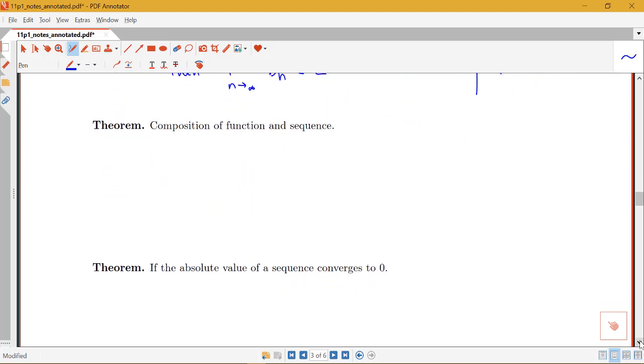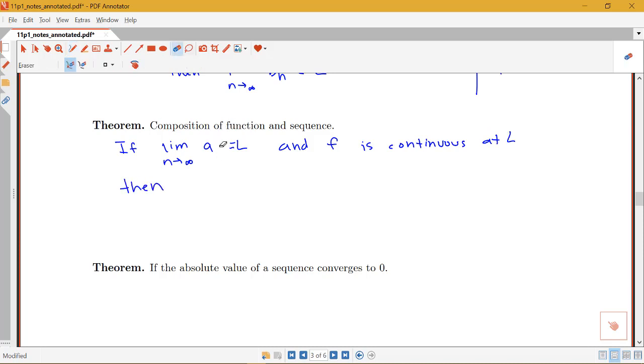Another really useful theorem has to do with when a sequence is composed with some other function. So this theorem says that if the limit as n goes to infinity of an is equal to L, and we have a function f that's continuous at L, then what can we say here? Well, we can say that the limit as n goes to infinity of f of an will be equal to f of L.